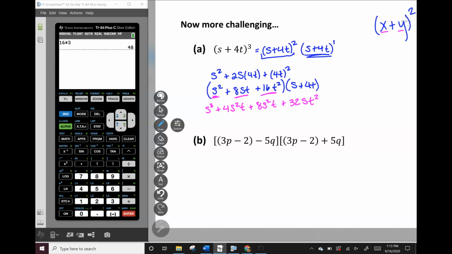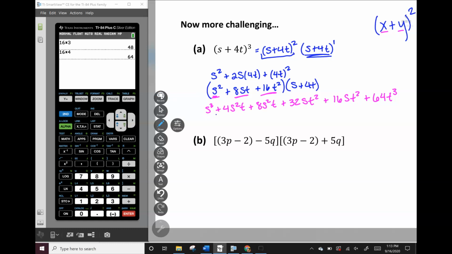Now our third term, I've got 16t squared times s, so I'm going to put 16st squared. And then our last one, 16 times 4 gives me 64. And then that's going to be t cubed. Okay, so we have 6 different terms, and we want to combine like terms to finish this off.